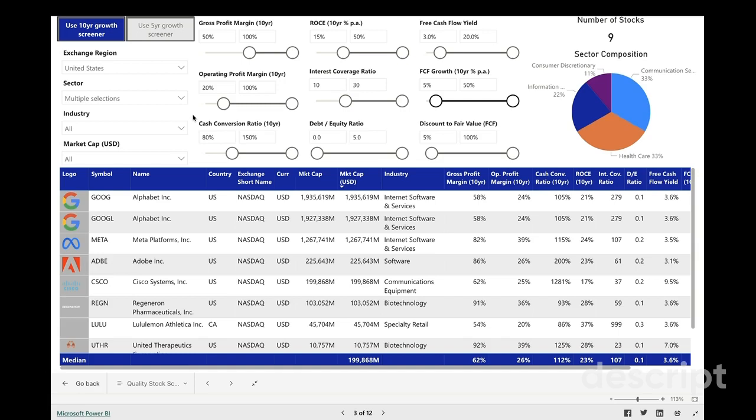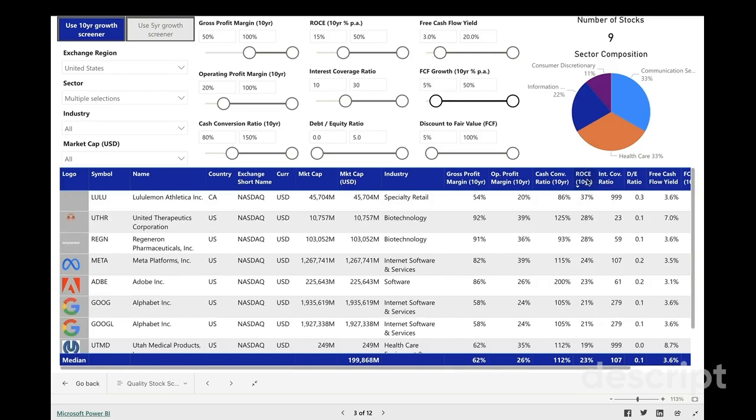After setting your criteria, the screener will display a list of stocks that meet your quality requirements. The number of stocks found is displayed in the top right corner, along with a pie chart showing the sector composition of the results. By default, the results are sorted by market capitalization in US dollars, but you can easily sort by any other metric. For example, let's click on the Return on Capital Employed column header to sort the stocks based on their 10-year return on capital employed.